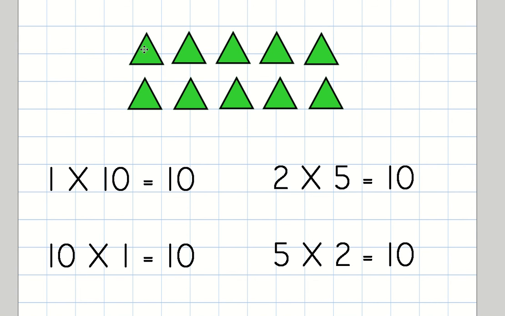Hopefully, we found that we could get one group of 10, and therefore 1 times 10 is 10. We could have 10 groups of 1, and therefore 10 times 1 equals 10. We could also have 2 groups of 5, and therefore 2 times 5 equals 10. Or we could have 5 groups of 2, and therefore 5 times 2 equals 10.